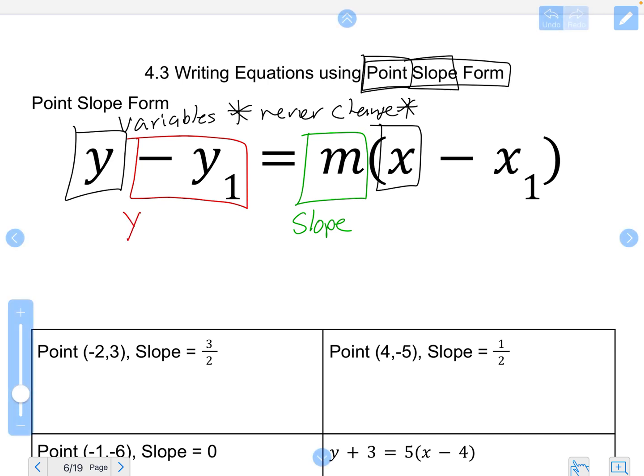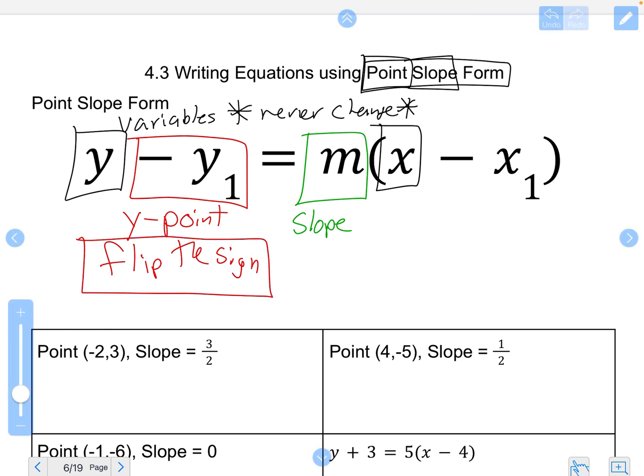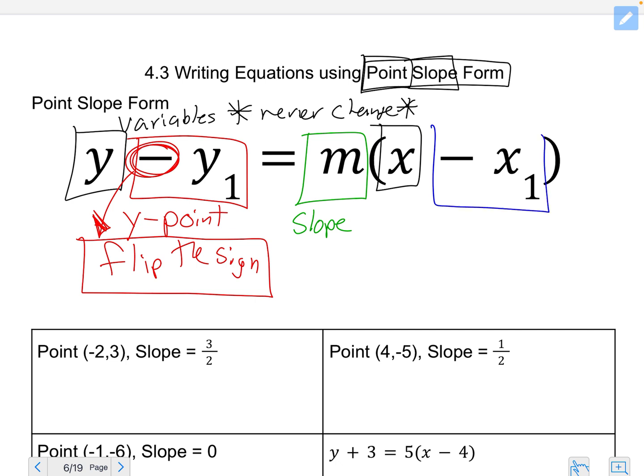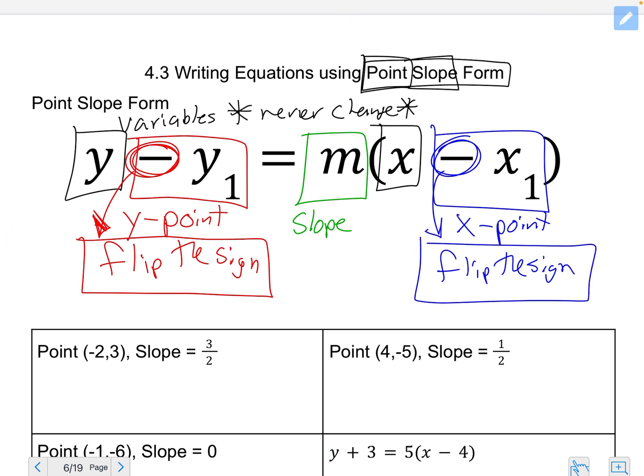So y1 is going to be our y value of our point, and we're going to have to flip the sign. This is the hardest thing to remember about point slope, but because the negative is in there, that's what tells us we have to flip the sign. Same thing with our negative x1. This is our x point, and we have to flip the sign. This is the hardest thing to remember, is to flip the sign. And again, the negative is the thing that tells me to flip the sign.